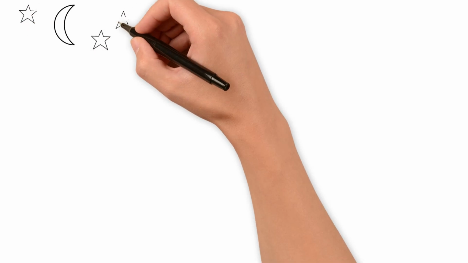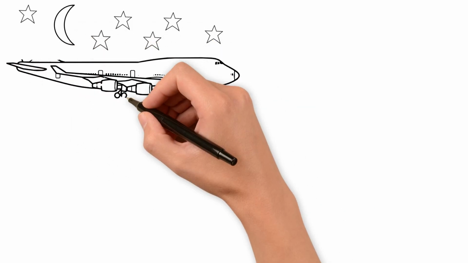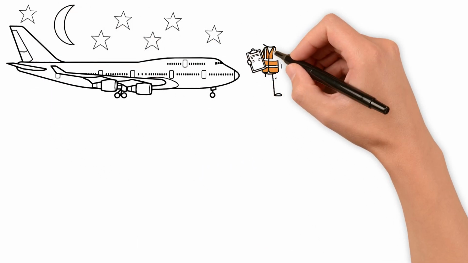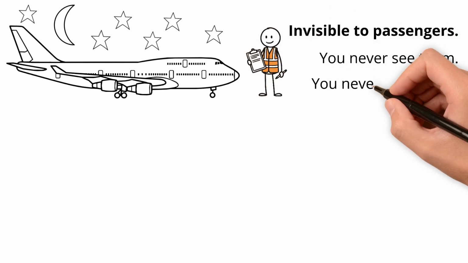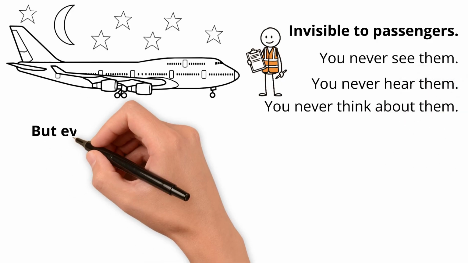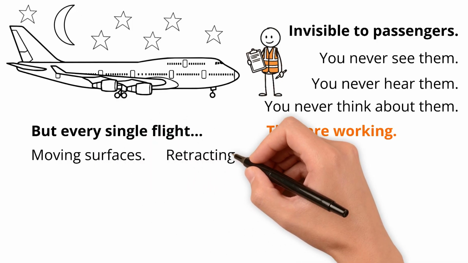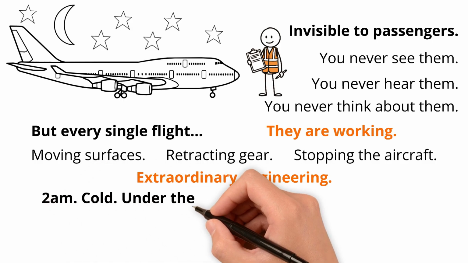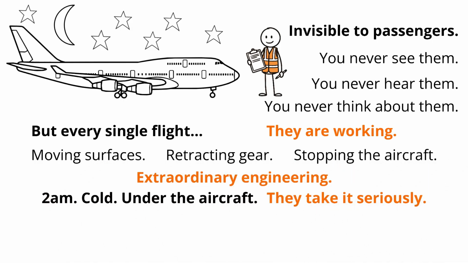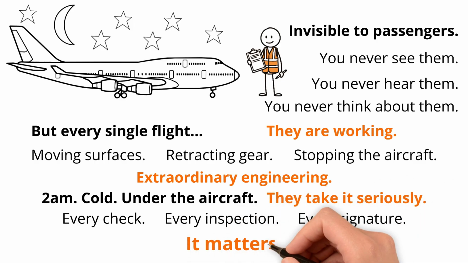Here's what I want you to take away from this video. Hydraulic systems are invisible to passengers. You never see them, you never hear them, you never think about them. But every single flight, they are working constantly under enormous pressure, moving surfaces, retracting gear, stopping the aircraft. The engineering that goes into designing, certifying, and maintaining these systems is extraordinary. And the people who check them before every flight, the AMEs standing under the aircraft at 2 a.m. in the cold, they take it seriously because they understand what's at stake. Every check, every inspection, every signature, it matters.